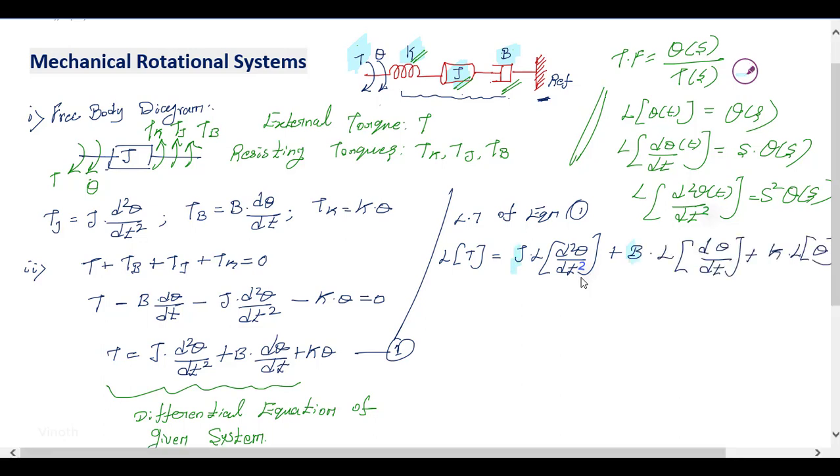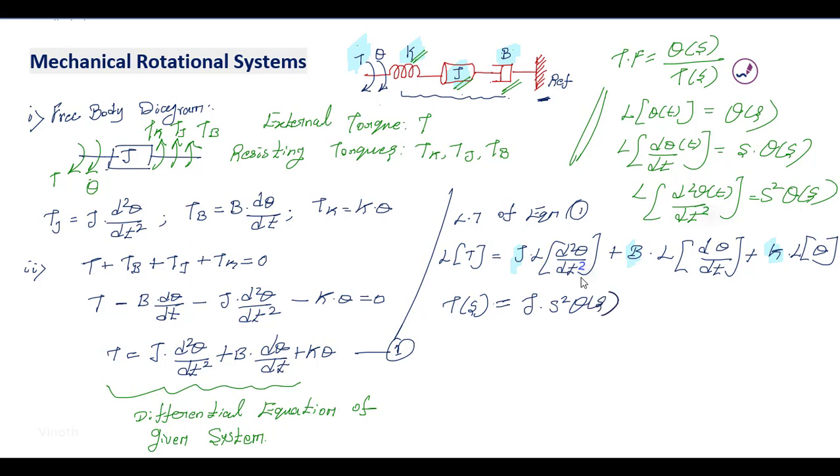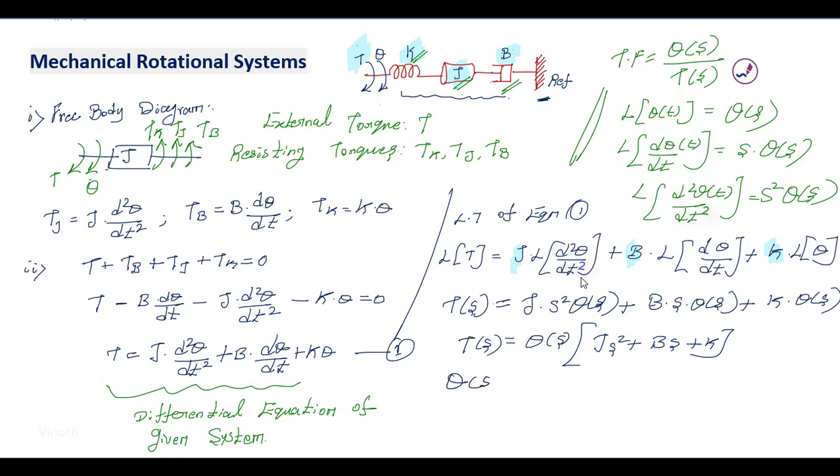Taking the Laplace transformation of equation 1, where J, B and K are constants, the equation is written as T of S equals J into S squared theta of S plus B into S theta of S plus K into theta of S. Taking the common term theta of S outside, we need to find theta of S divided by T of S, which is written as 1 divided by J s squared plus B s plus K. This is the mathematical model, the transfer function, of the given rotational system which has all three ideal elements.